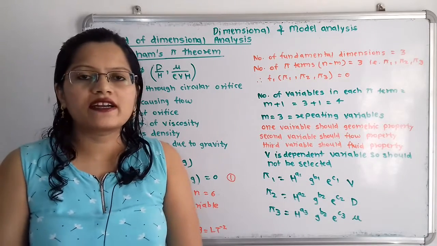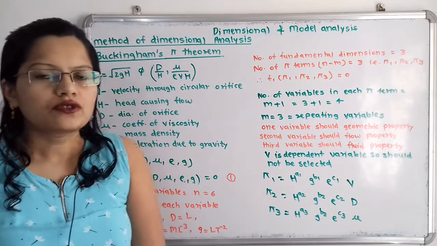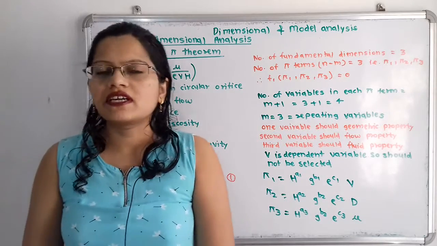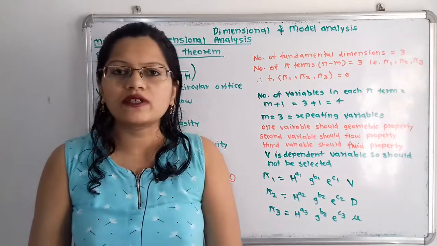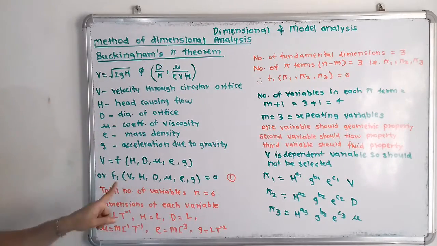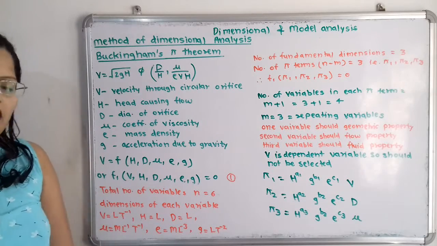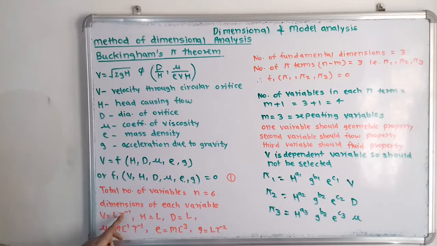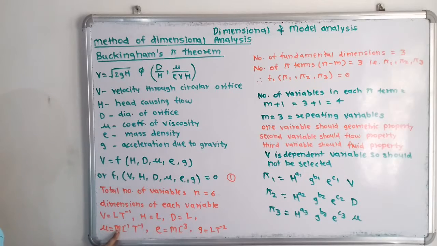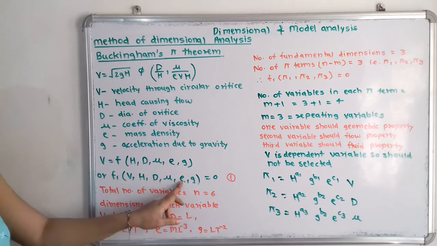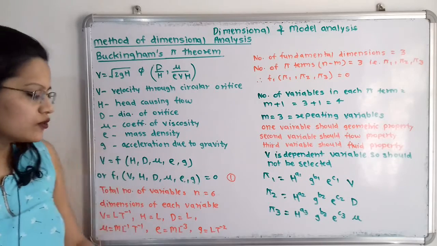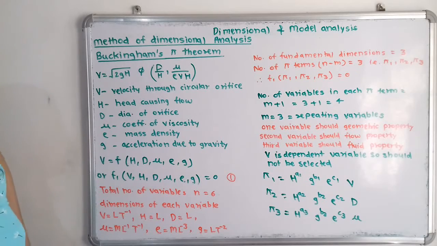Now we have to write the dimensions for these variables. I have provided the link in the description box where I have given a detailed explanation of how to decide the dimensions for these variables. So now we will refer to the dimension for velocity: v is equal to L t raised to minus 1, h is equal to L, d is equal to L, then mu is M L raised to minus 1 t raised to minus 1, rho density is M L raised to minus 3, g is L t raised to minus 2. So these are the different dimensions for the variables.